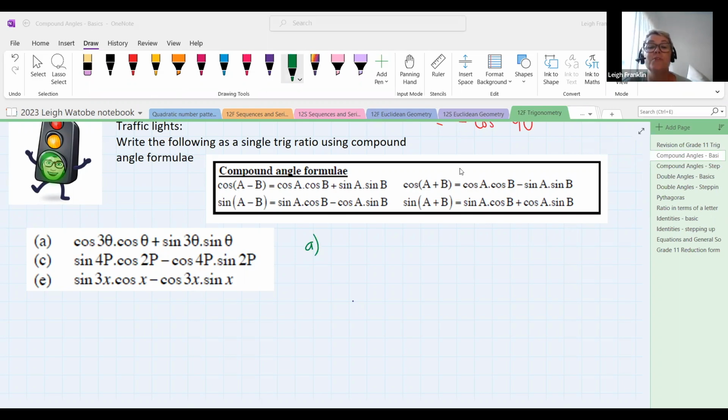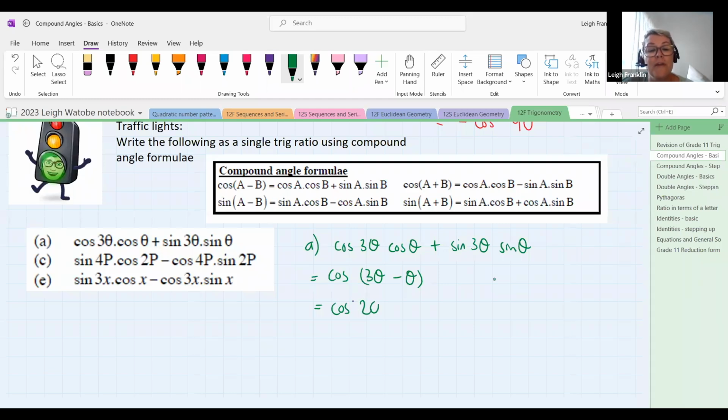So let's have a look. In question A, who said done first? Oh wow, there are a lot of people that are done. Lisa, you were the first person to say done. So what did you write for A, Lisa? Cos 3 theta cos theta plus sine 3 theta sine theta is equal to cos 3 theta minus theta. And you said that was equal to cos 2 theta. There we go. Lovely. Perfect. Well done. Excellent. Okay, Favor, you had your hand up next. Go ahead, please, Favor.